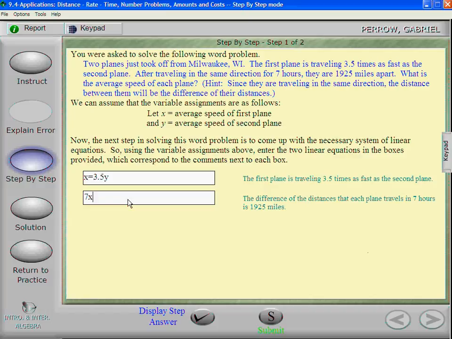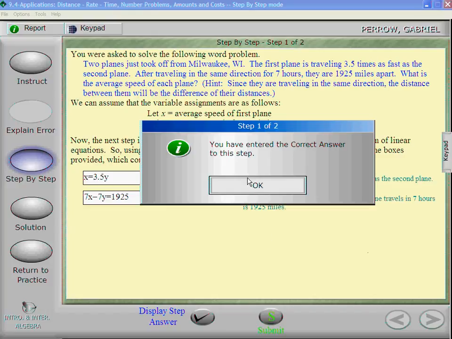So 7x abstractly would be a distance that that plane is traveling. So it's time times rate, or rate times time. But I'm going to subtract the distance traveled by the other plane. It's also been traveling for 7 hours, but it's got its own rate. So there's a distance that I'm taking away, and that should be equal to the 1,925. So I believe this should model this problem here, and it does.